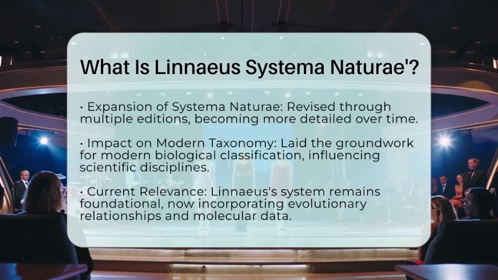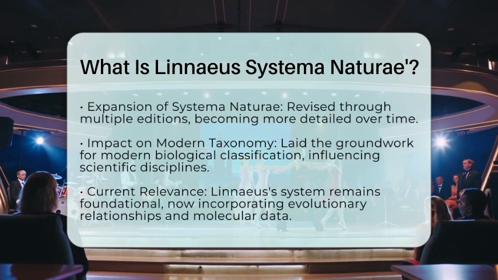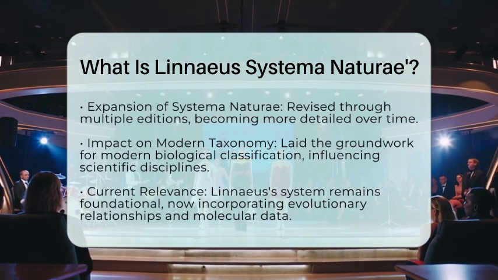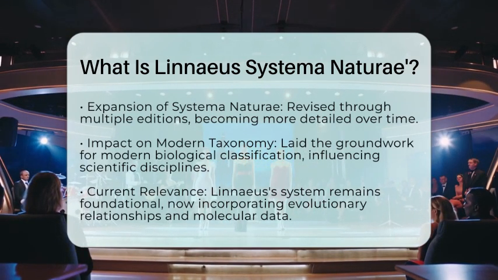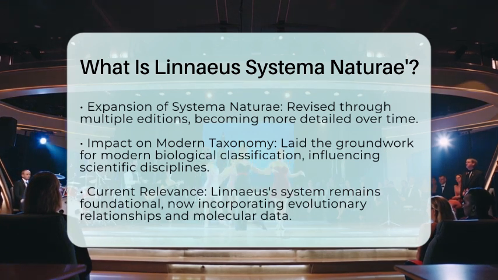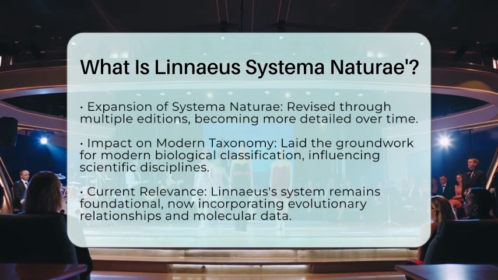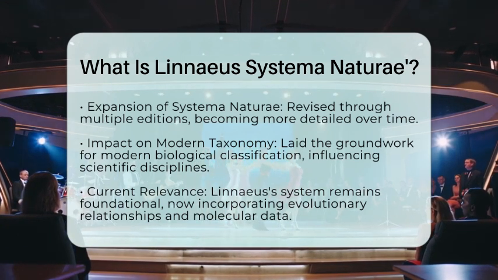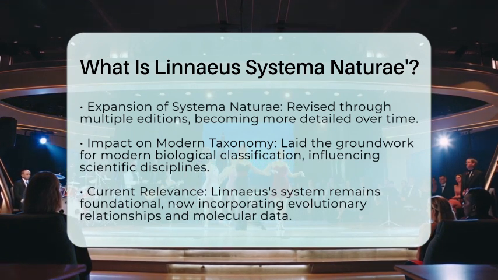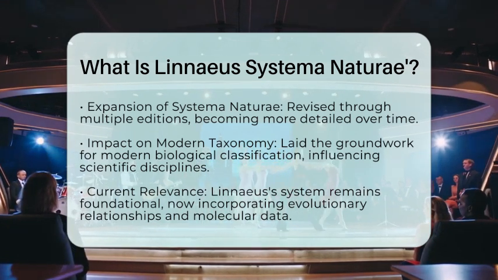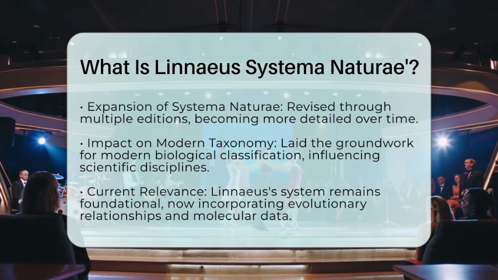Over the years, Systema Naturae was expanded and revised in multiple editions, becoming more detailed and complex. It laid the foundation for modern taxonomy and influenced the development of biology as a scientific discipline in Europe and beyond. Today, Linnaeus's system remains the basis for classifying living organisms, although it has been modified to include evolutionary relationships and molecular data that were unknown in Linnaeus's time.